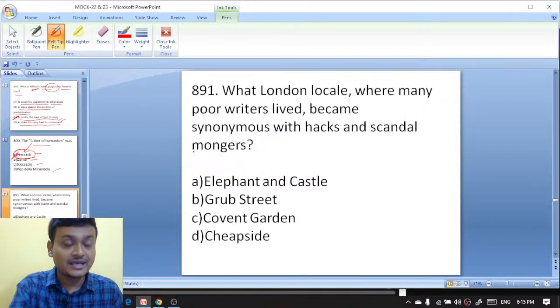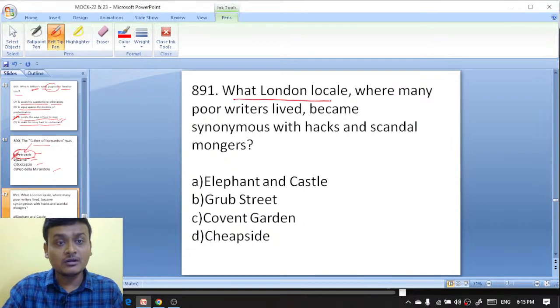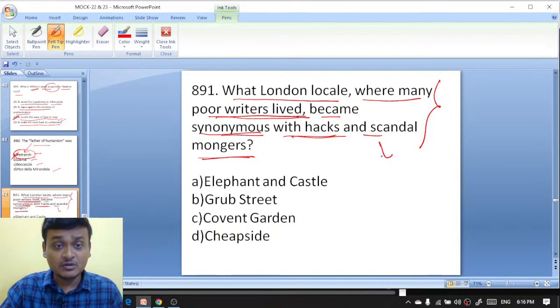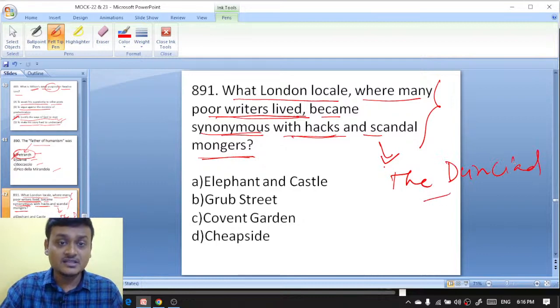Moving on to question number 891. What London locale, where many poor writers lived, became synonymous with hacks and scandalmongers? You have to say the London locale where many poor writers, poetasters actually, lived, became synonymous with hacks and scandalmongers, and they are also criticized in Pope's Dunciad. In this work, Pope also has criticized those poetasters.